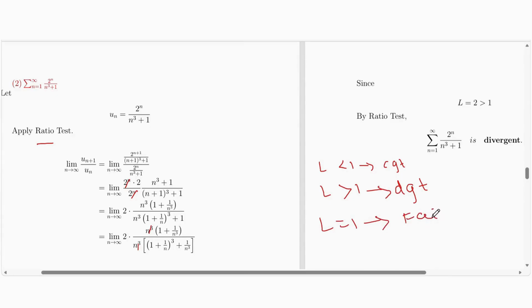That means we cannot say whether the series is convergent or divergent for L equal to 1. So here what we get, L is 2 and 2 is greater than 1. So from this what do we conclude? The given series is a divergent series.